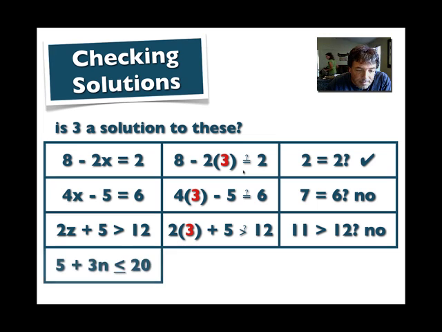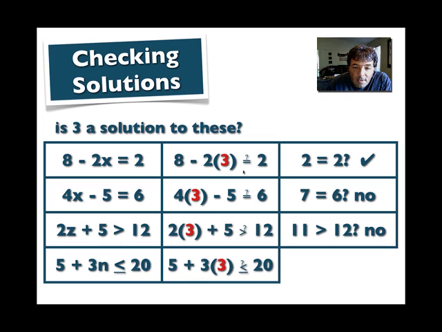Finally, our last one. We have 5 plus 3 times n, and we're asking is that less than or equal to 20? And we're going to substitute 3 for n. And this is math you do in your head. This isn't really that difficult. 3 times 3 is 9. 5 and 9 make 14. Is 14 less than or equal to 20? And of course, since it is, we would say yes, 3 is a solution to this inequality.